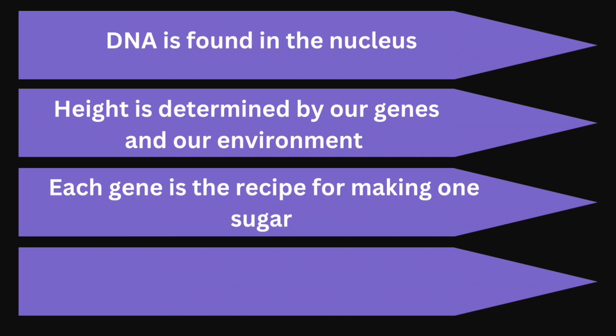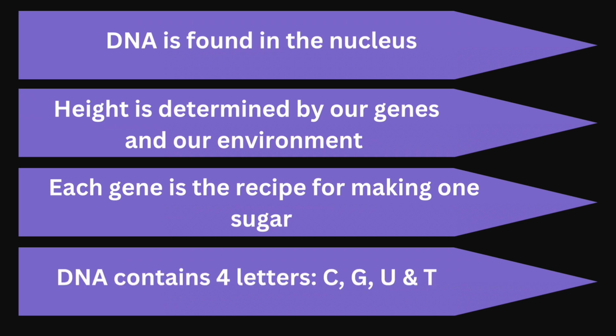Our third statement is false. Did you spot the error? The key is the word sugar. So each gene is the recipe for making one protein. Genes don't make sugars. And the fourth statement was quite a tricky one. Did you manage to spot what was wrong with this one? This one is also false because DNA contains 4 letters, but those letters are C, G, A and T.